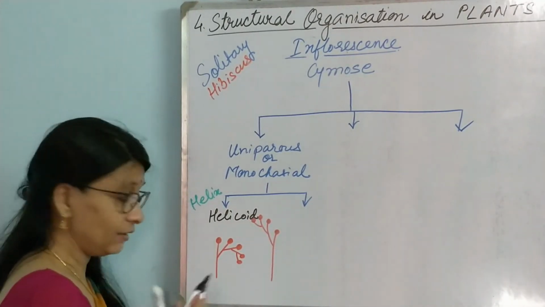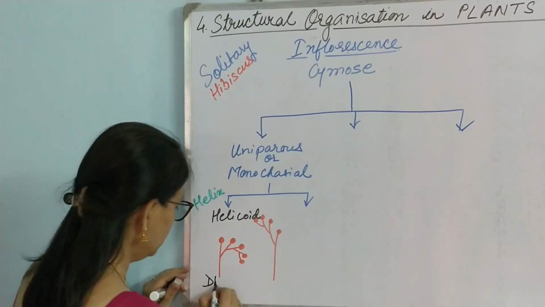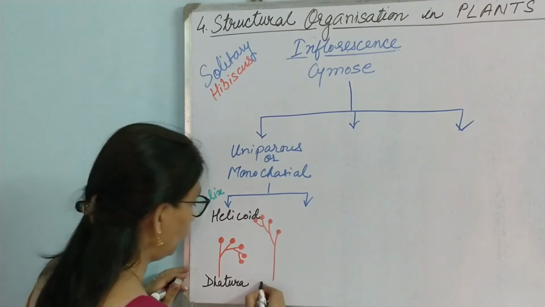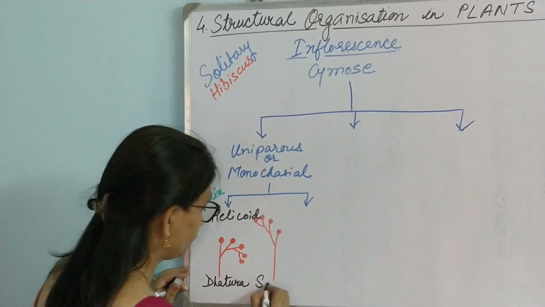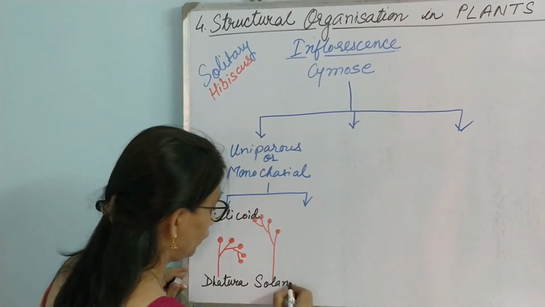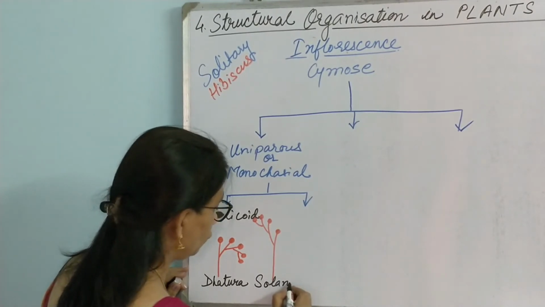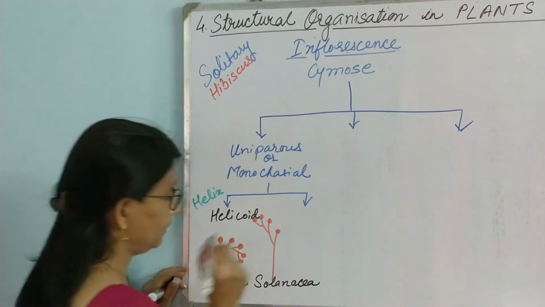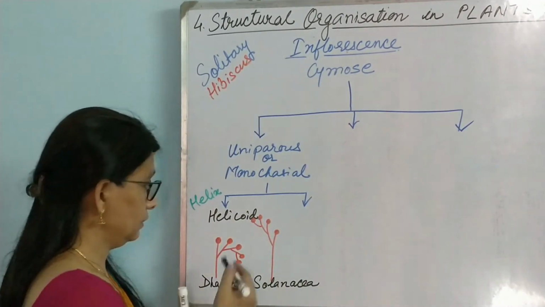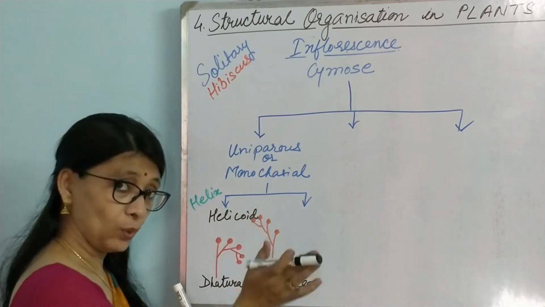Right side development is found in Datura and left side development is found in Solanum, in the Solanaceae family. Now, these two develop in one direction only.